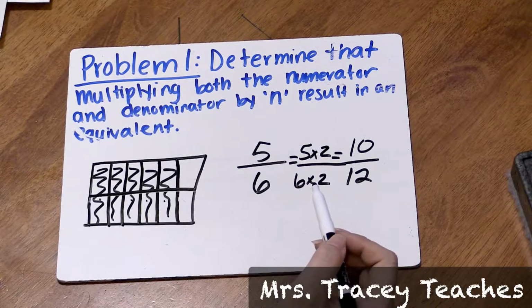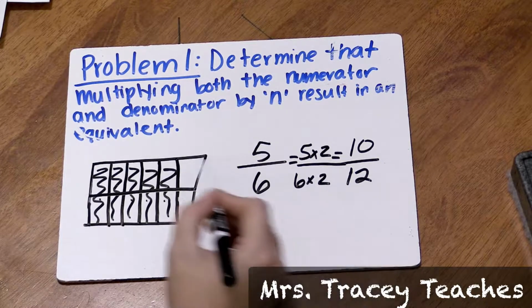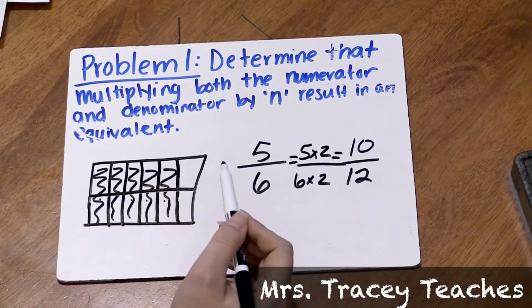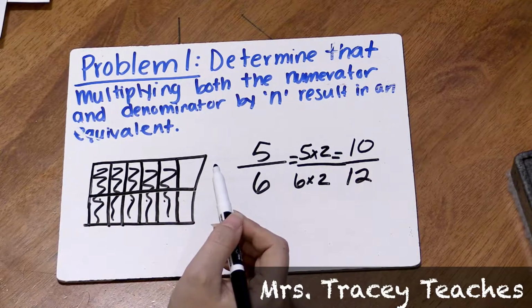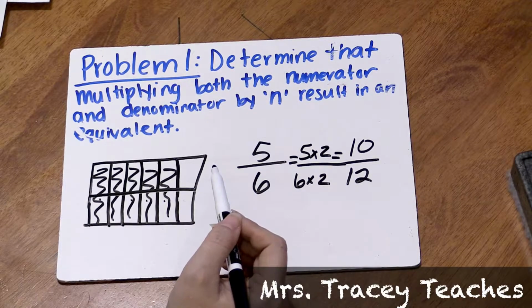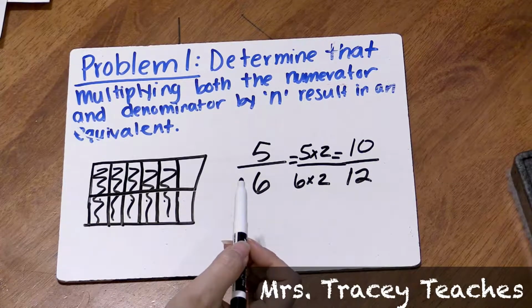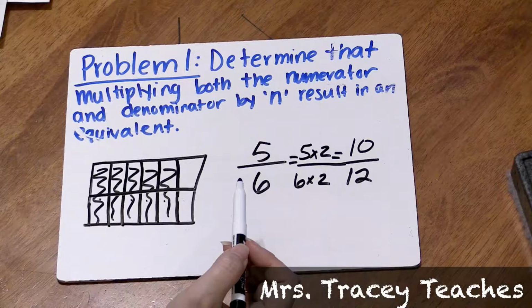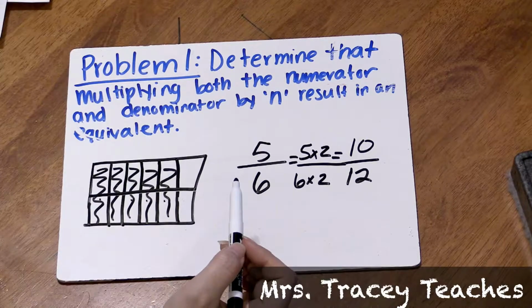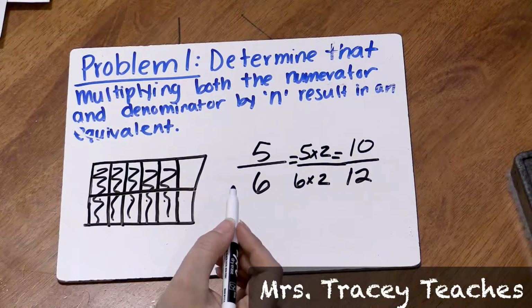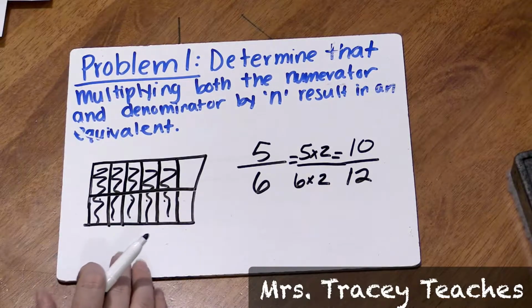What have we discovered is the area of the fraction stays the same. So this area stays the same, but the number and the size of the units change. The number of the units increase because we add the line, and the size of the unit fraction decreases. So let's try a different one.